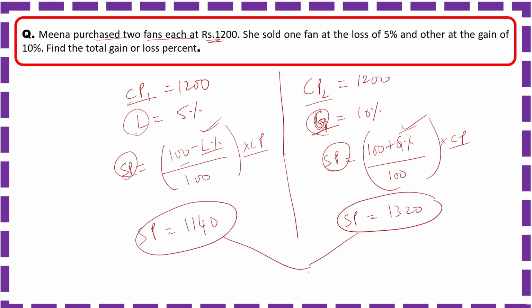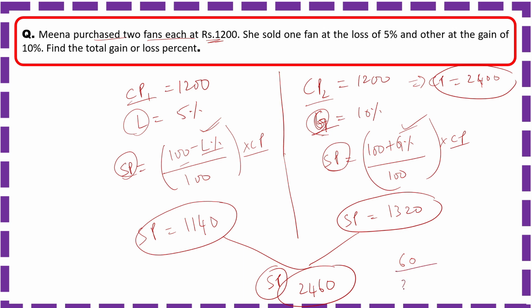And what is the total SP? Selling price of two articles is 2460. This is the total SP. And here what is the total CP? Total CP is equal to 1200 plus 1200, that is 2400. If CP is 2400 and SP is 2460, then SP is more than CP. How much? 60 rupees more than CP. Then the profit is 60 rupees. So what about the profit percent? Profit percent is profit by CP, which is 2400, profit by CP into 100, that is 2.5%.